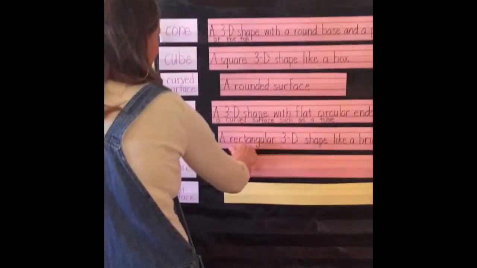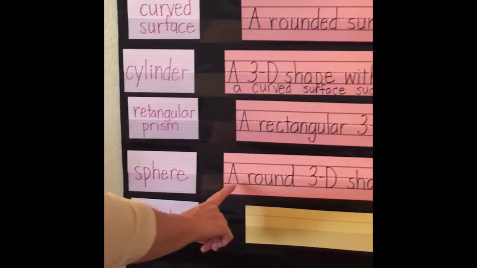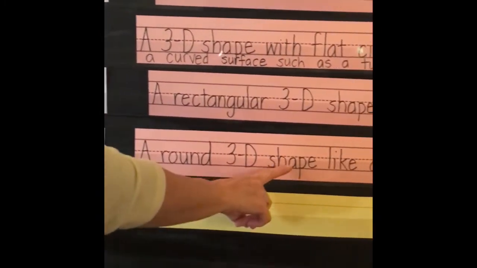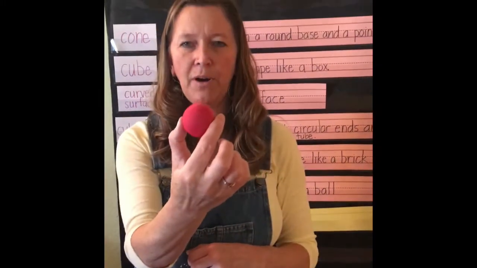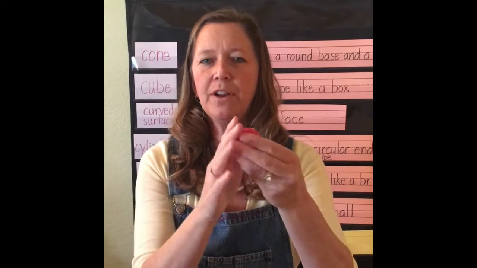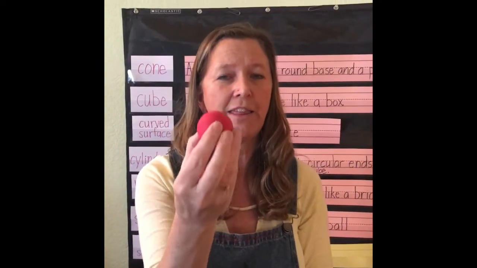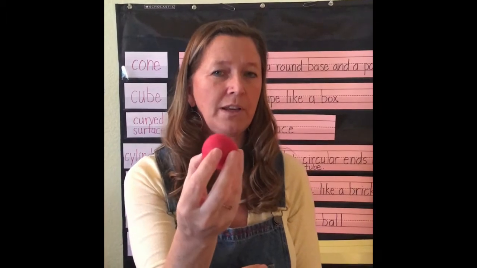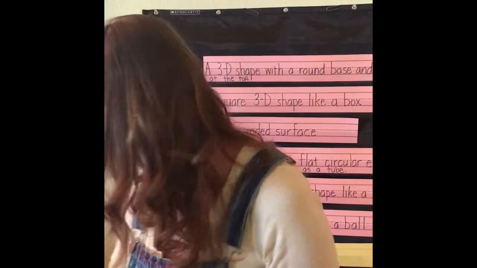Next is sphere. The definition of sphere is a round 3D shape like a ball. And I have a red ball. It's got very rounded edges and it's not flat. That's very key to 3D shapes, is it's not flat.